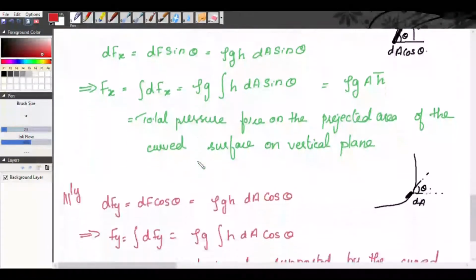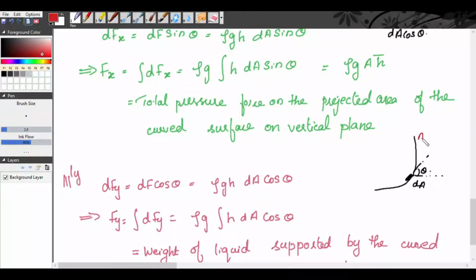When we consider the individual components, this is our curved surface AB, and when we consider this smaller area dA, the direction of dA makes an angle of theta with the horizontal. We know the force acting on this smaller area dA is dF, and this force is resolved into dFy and dFx in the y direction and x direction.